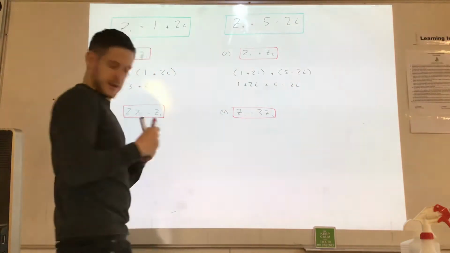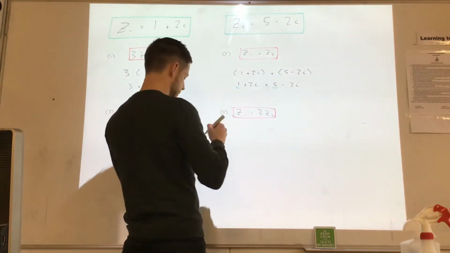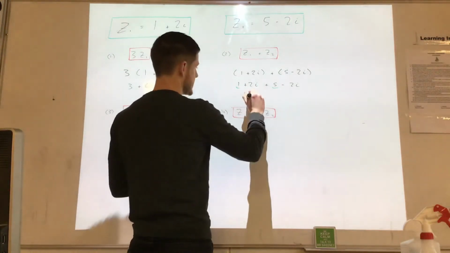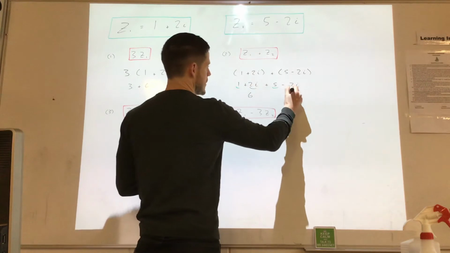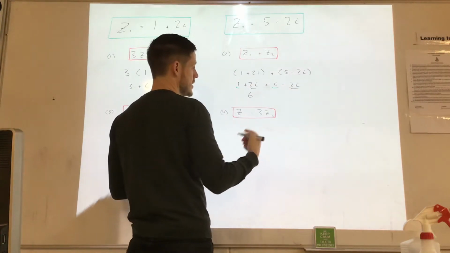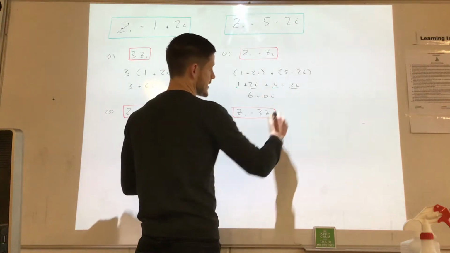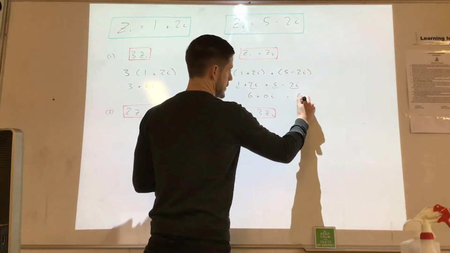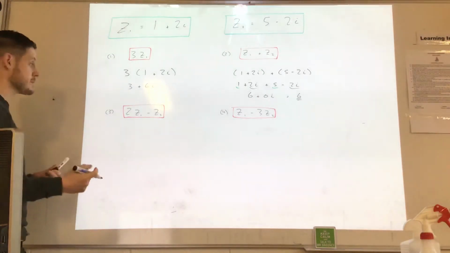Here we have the real parts, 1 and 5, so 1 plus 5 gives me 6. And the complex number parts, 2i minus 2i, cancel, so I can put 6 plus 0i, or I can just put 6. It's up to you. That has no imaginary part, and that's okay.